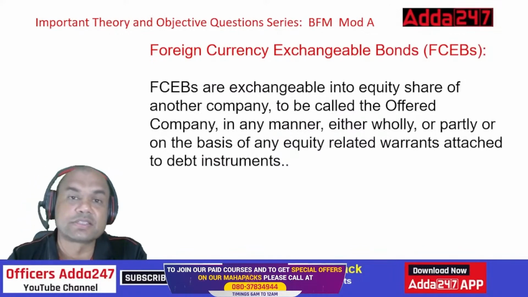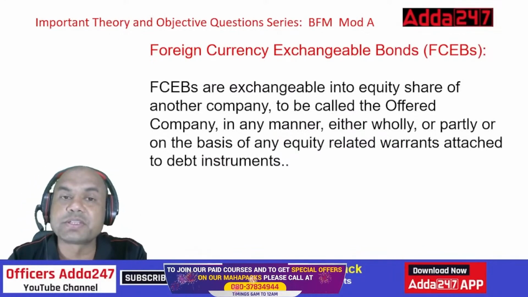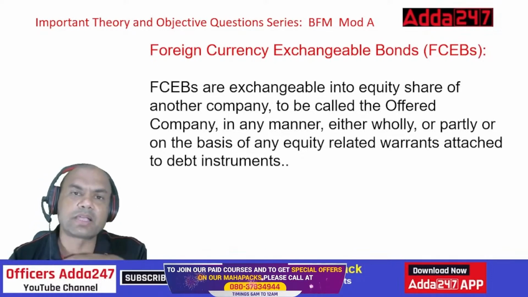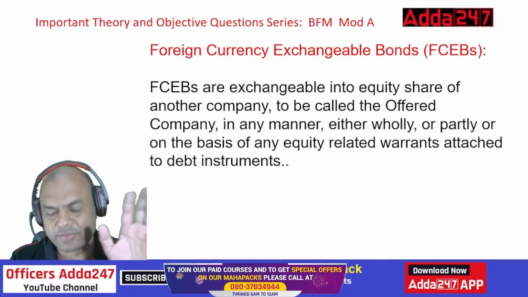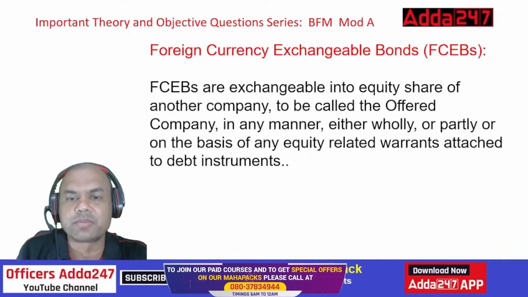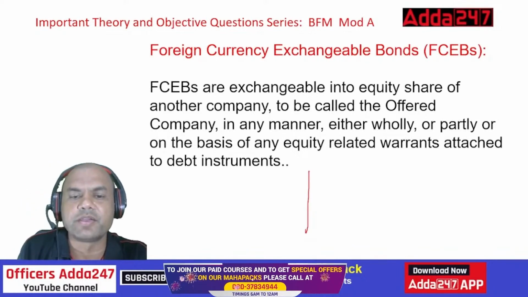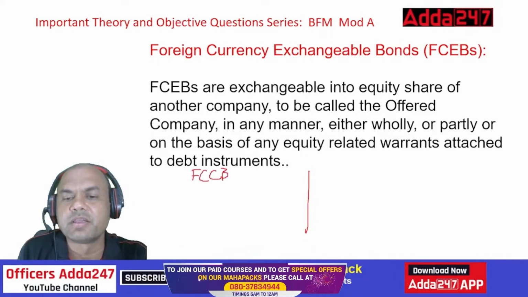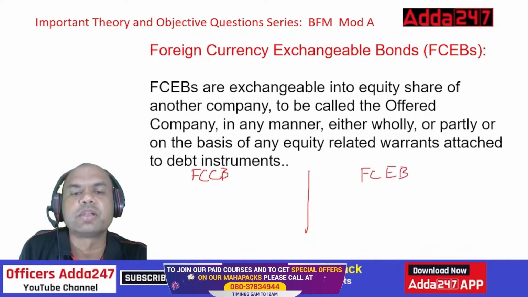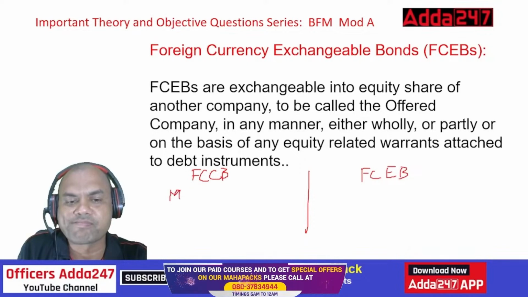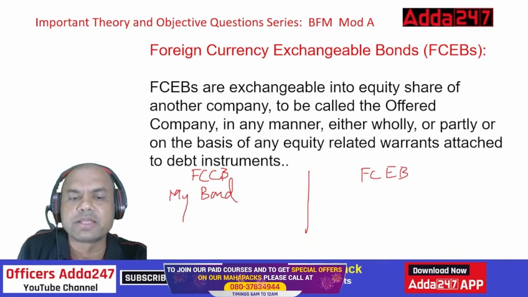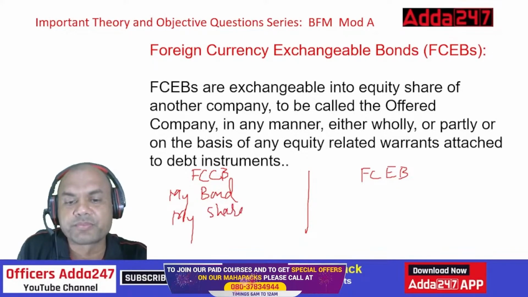FCEB. Now, earlier we saw FCCB. What was FCCB? FCCB was my company, my shares. Let's keep it very simple. Let me write it over here: FCCB versus FCEB. I'll make it very simple. It means like this: my bond, my shares. So you give me my bond, I'll give you the shares of my company.